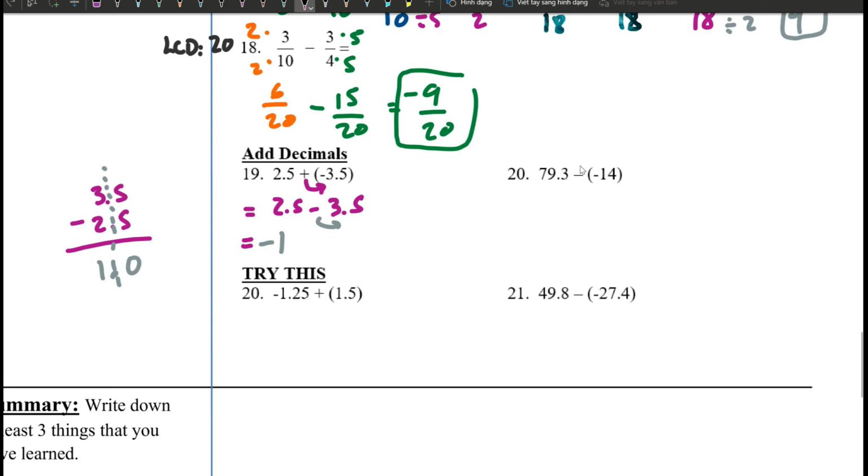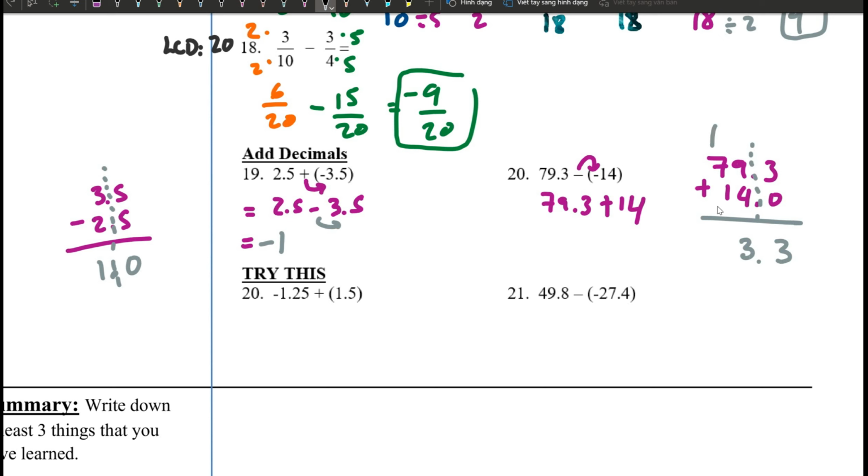Number 20. Negative times negative is positive, so 79.3 plus 14.0. So we line up the decimal point. 3 plus 0 is 3. 9 plus 4 is 13. Remember 1. And then 7 plus 1 plus 1 will give you 9. So the answer is 93.3.